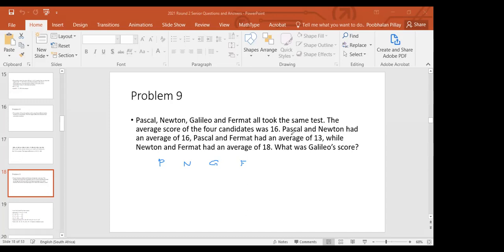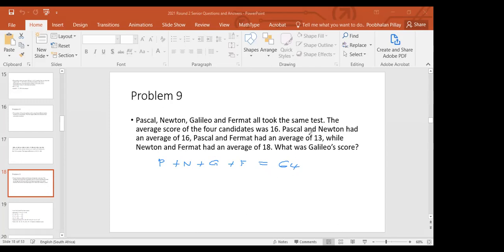Now, the average mark of the 4 candidates was 16. Now, we've seen averages many times. When you have an average, it means that when you add them, you're going to get 4 times 16. So that's an equation, right? If you know the average, you've got an equation. The sum of the numbers equals 64.